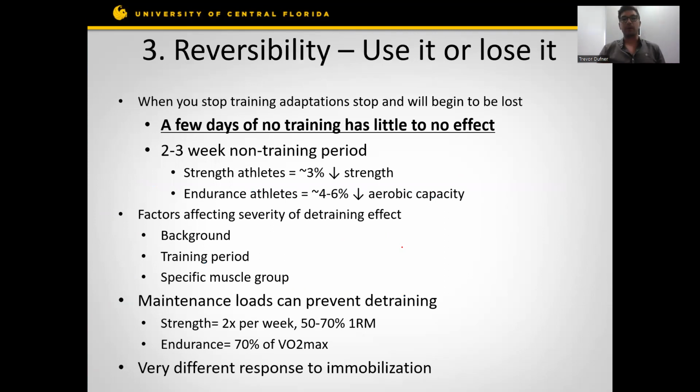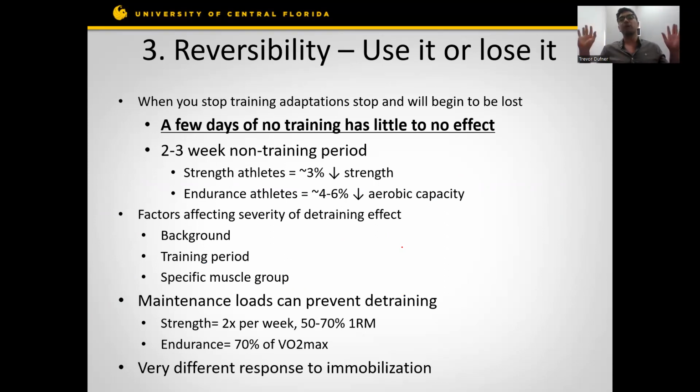Now, finally, onto our third term here, reversibility. Use it or lose it. If you don't use a certain system, a certain muscle or enzymes, you begin to lose it, because that makes sense. Your body doesn't need it. If the body's not using it, why would it hold on to it? It takes effort and energy. So when you stop training, adaptations stop and will begin to be lost.